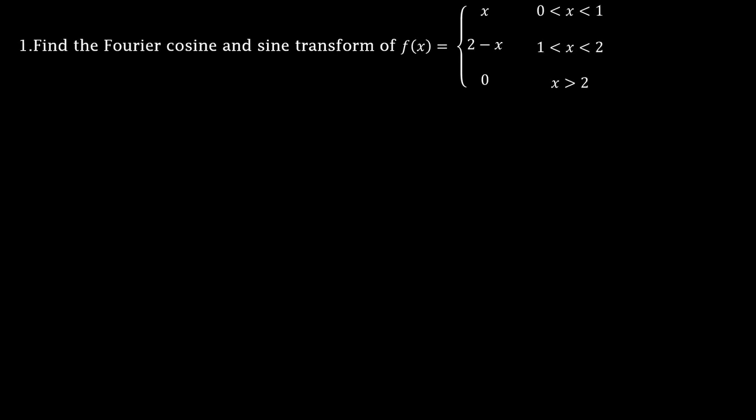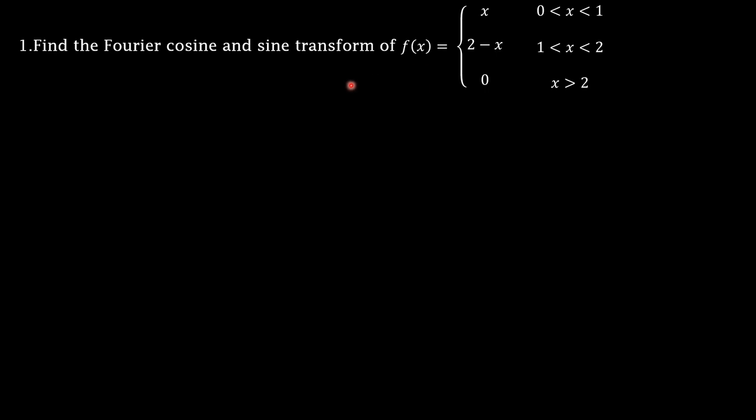Here is the first problem. Find the Fourier cosine and sine transform of the function f of x is equal to x in the interval 0 to 1, 2 minus x in the interval 1 to 2, and 0 for all those x greater than 2. Just observe over here, in this problem they have asked you to find both the Fourier cosine and sine transform of the function f of x.